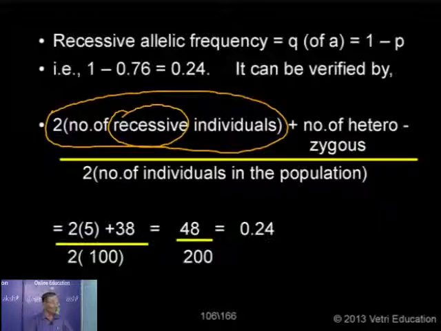So here you see we are getting 2 into 5 plus 38, 2 into 100, so you get that 0.24. So here we got the answer 0.24. So the problem is very fine. So 0.76, the dominant allelic frequency, plus 0.24 together forms 1. That is called genetic equilibrium.